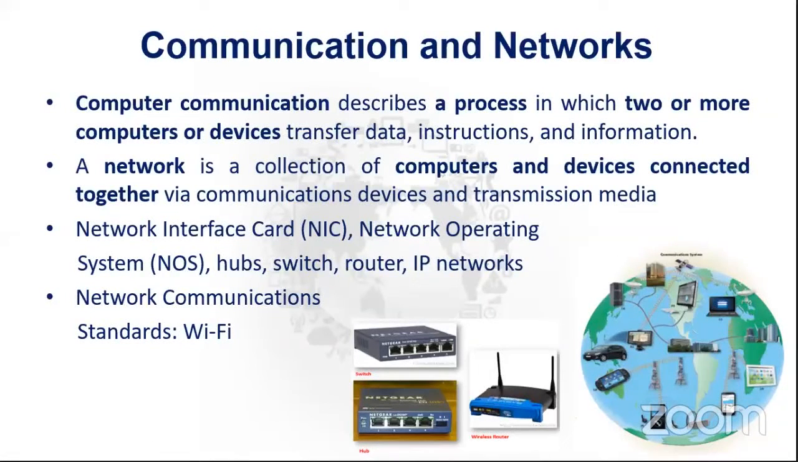Computer communication describes a process in which two or more computers or devices transfer data, instructions, and information among each other. To achieve this, a network is required. So as you can see in this diagram here, they are all interconnected.